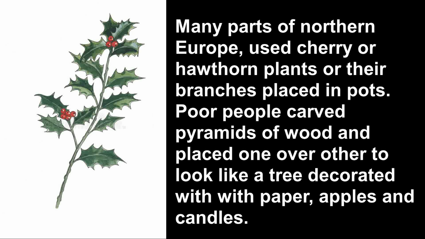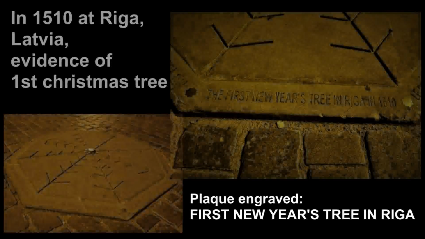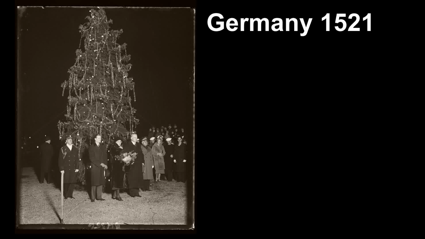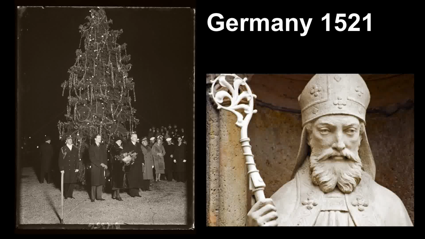and candles. There is solid evidence in the form of a plaque engraved with the first New Year's tree in Riga in 1510, situated in the town square of Riga, the capital of Latvia. There is a picture from Germany in 1521 which shows a tree being paraded through the streets with a man riding a horse behind it. The man is dressed as a bishop, possibly representing Saint Nicholas.